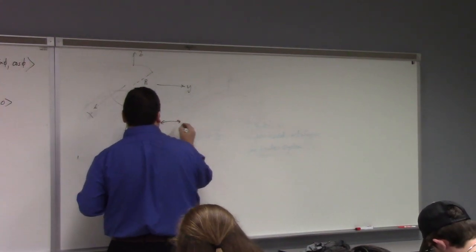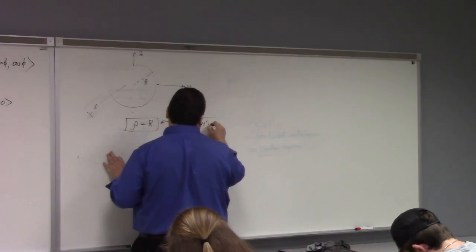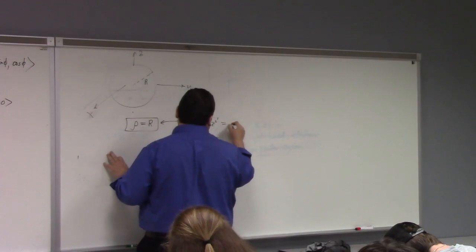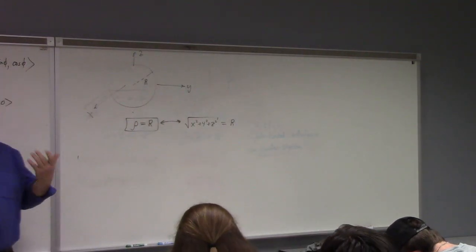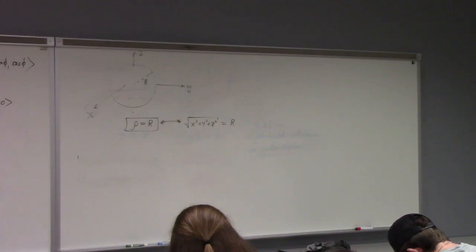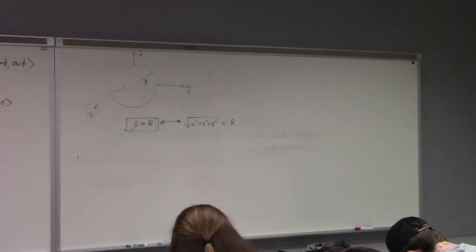Now that is equivalent to the square root of x squared plus y squared plus z squared equals r. Or if you square both sides, that's what it looks like in Cartesian variables. So the equation of the sphere of radius r centered at the origin is simply x squared plus y squared plus z squared equals r squared.